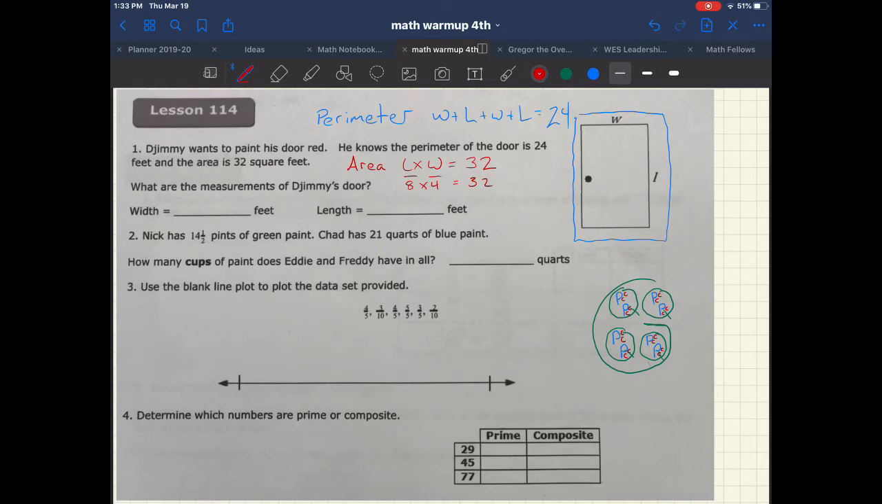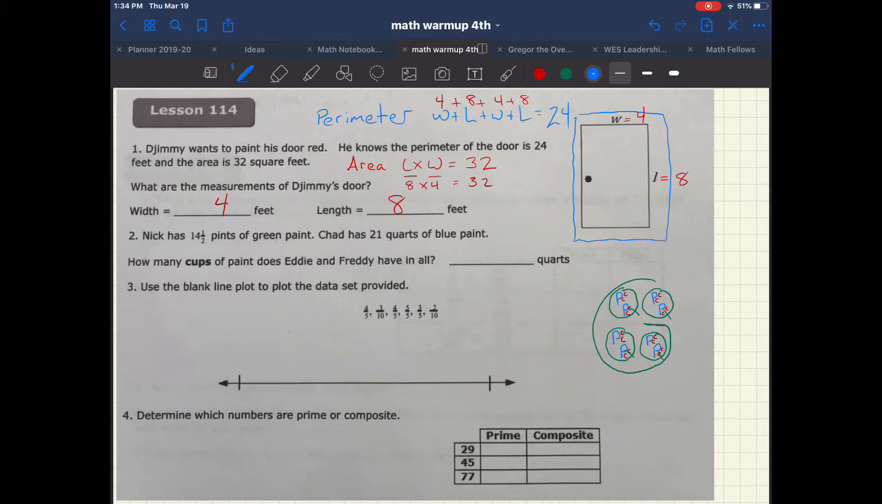Now we have to see if this was really 8 and this was 4, and we added up all the sides. If the width was 4, the length was 8, the other width is 4, and the other length is 8, do we get 24? 4 and 8 is 12. Another 4 and 8 is 12. 12 and 12 is 24. So yes, it does look like that works. So the width is 4 feet and the length is 8 feet.